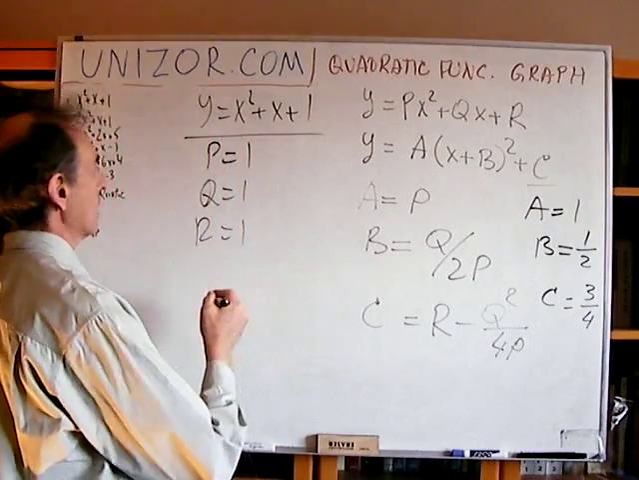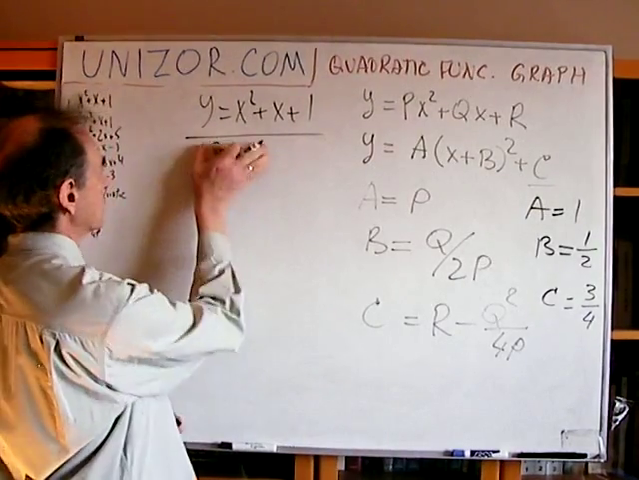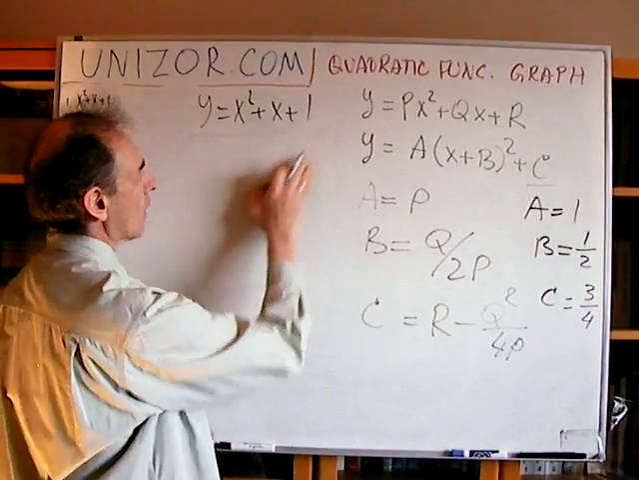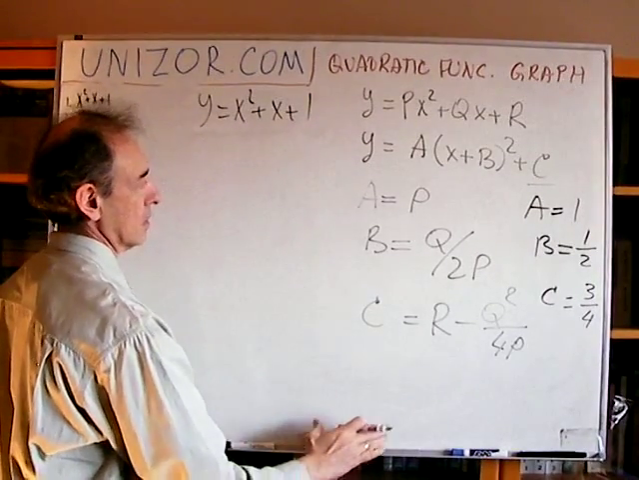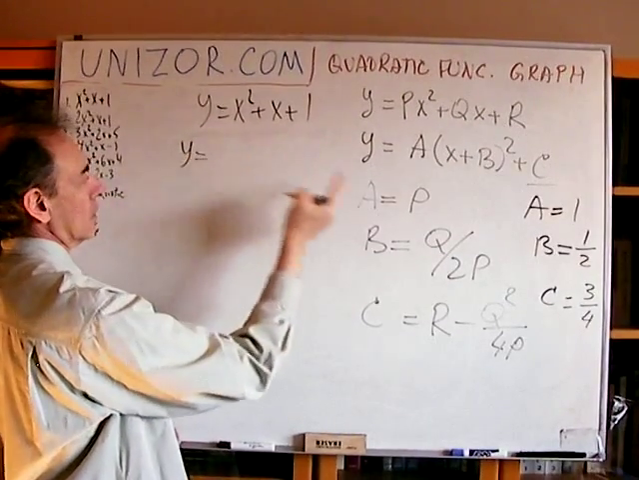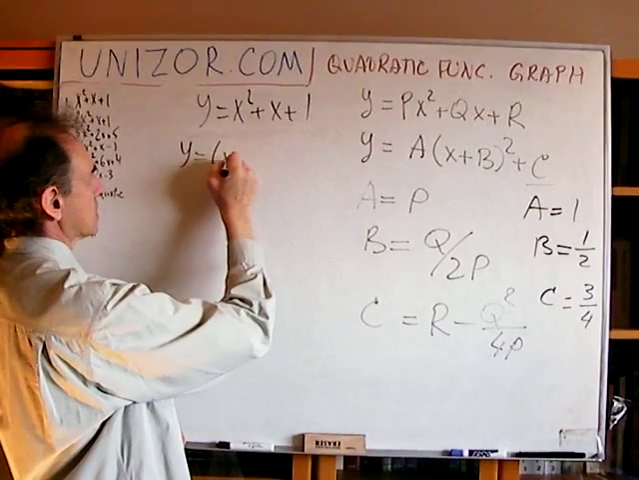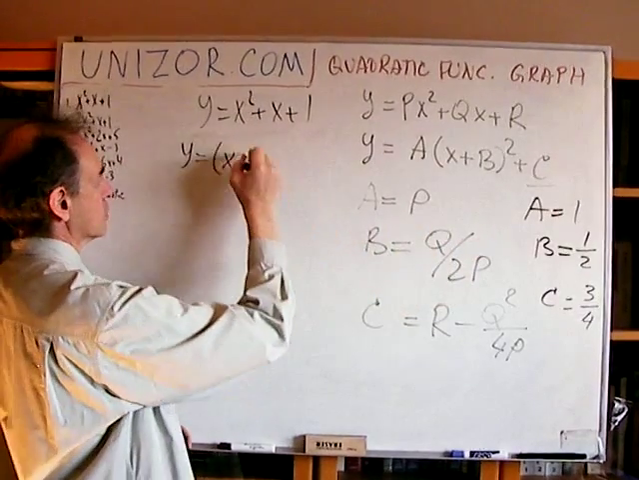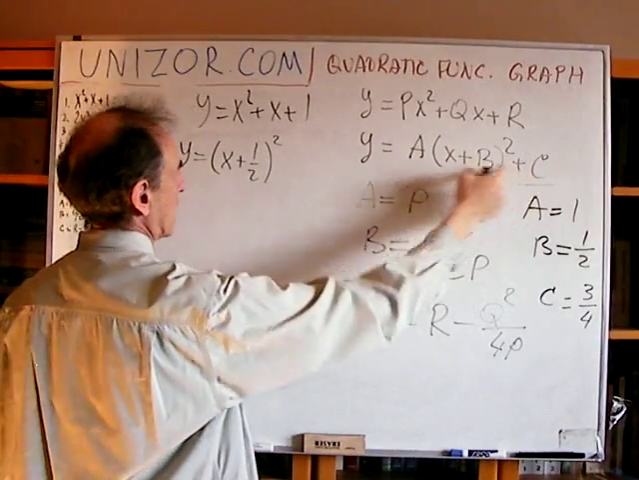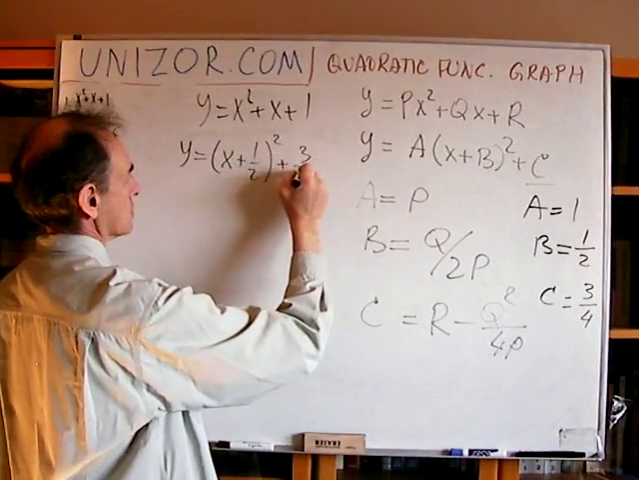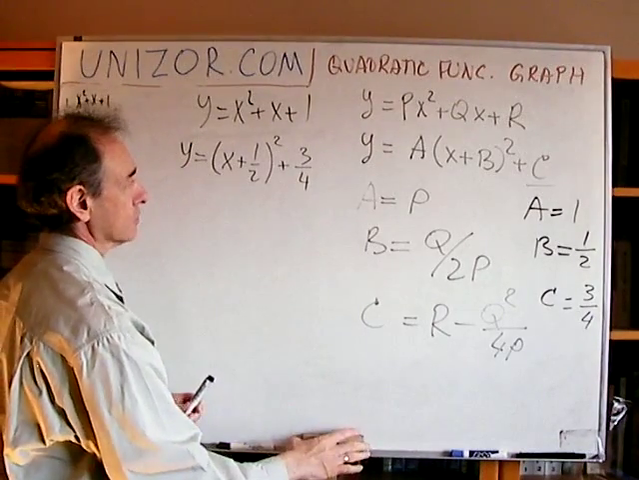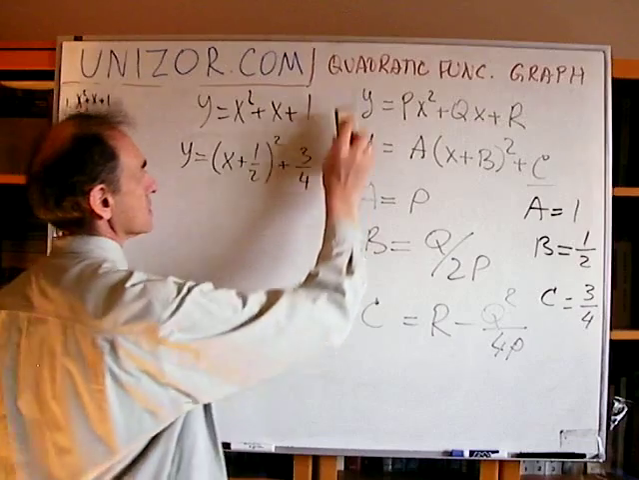So I can say that in this particular case, I can rewrite this function as y is equal to 1 times x plus b, which is 1 half, squared, plus c, which is 3 quarters. Okay, now, let's check it out.